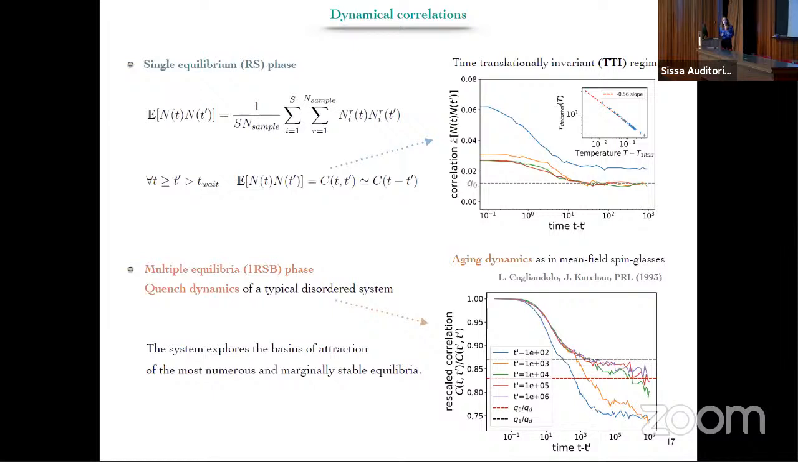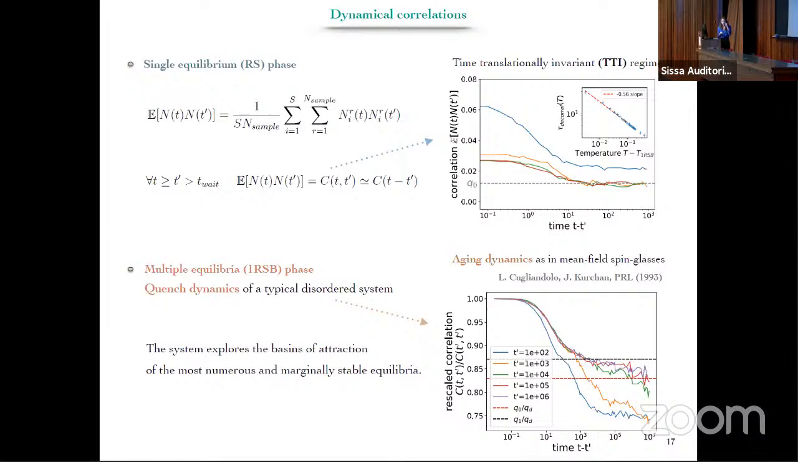And what happens in the multiple equilibria phase? Well, there the situation gets more difficult, in the sense that the system never settles down in any of these equilibria, but starts to explore the basin of attraction of the most numerous and marginally stable equilibria, exactly as happens in mean-field spin glasses, and exactly as was pointed out by Cugliandolo and Kurchan almost 30 years ago in the p-spin model, a well-known disordered system, in which they pointed out an aging dynamics. So the older the system, the longer it takes to decorrelate.